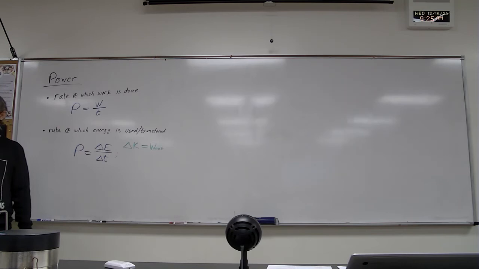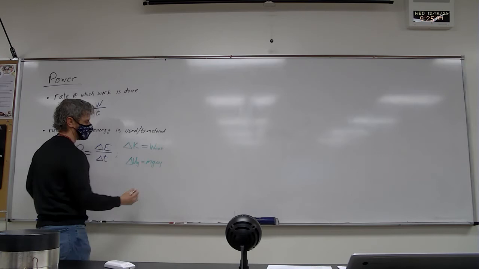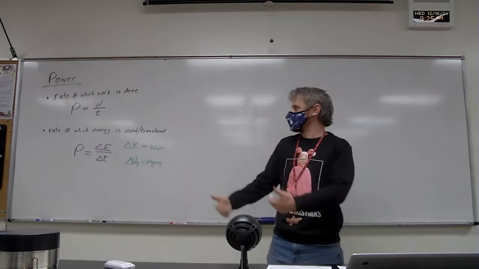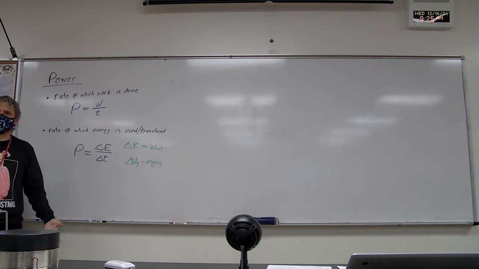I could also put in the change in gravitational potential energy, because we have an equation for that. That's just mg delta y. So if I'm lifting an object, or if I myself am walking up a flight of stairs, I am increasing my gravitational potential energy. That could be thought of as the change in energy in the equation for power. And I just divide that by time, and I can figure out the power output of my leg muscles.